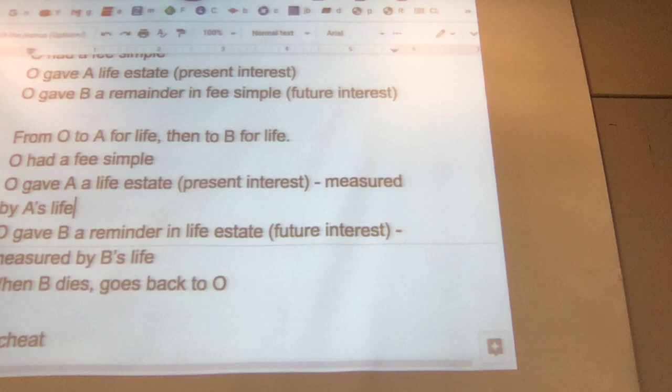Tim? So there's no such thing as having a remainder in somebody else's life? You can do that also. That's not what this is, but you can do that. Because if you added something like to C for life, you would have two sentences that say, O gave B a remainder of life estate. Look, let me answer your question and summarize a little bit because I can see people are getting frustrated.